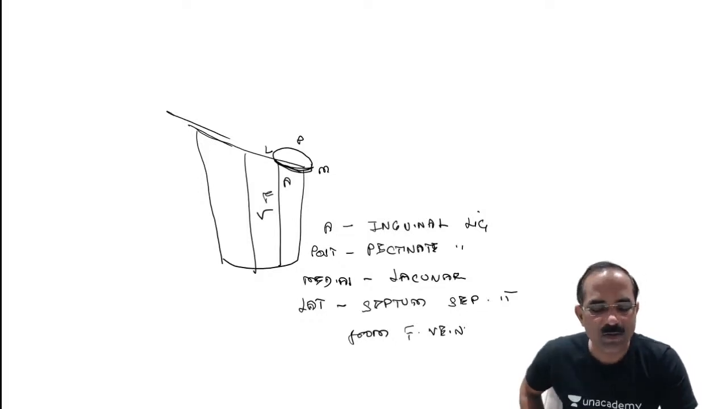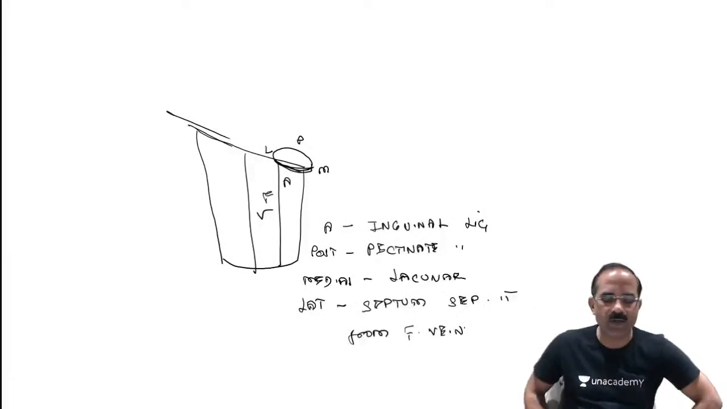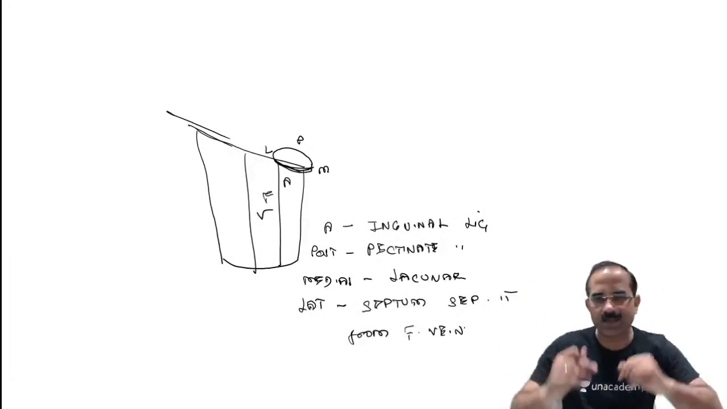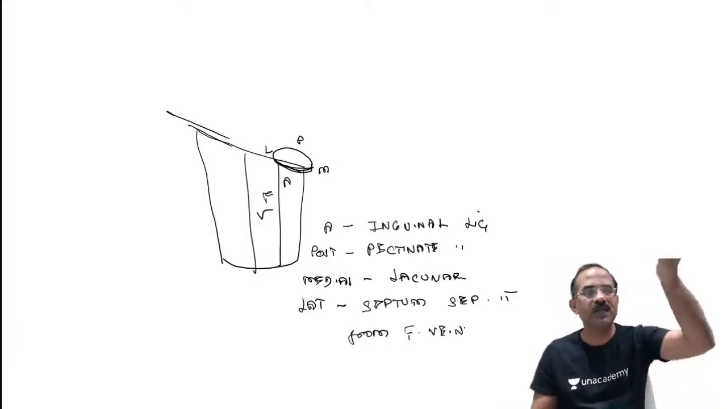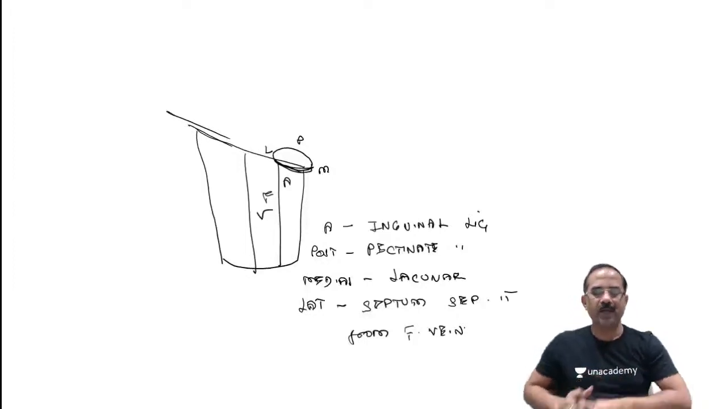So if there is a femoral hernia, which boundary is to be cut? The medial boundary. Excellent, very good. We cut the medial boundary, we dilate the femoral ring, you reduce the hernia and you put a mesh in. That's how you reduce the hernia.